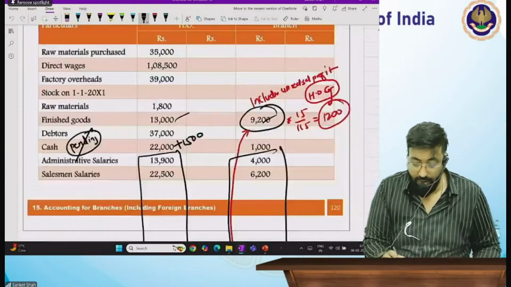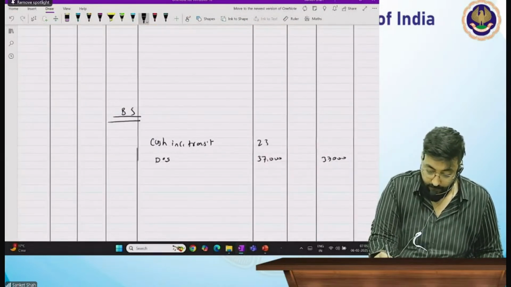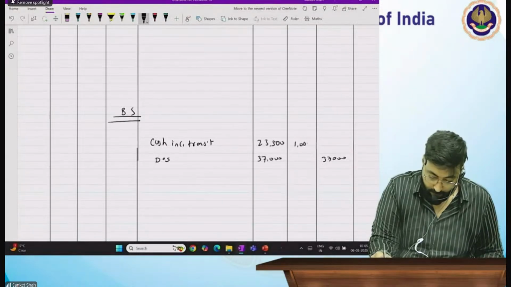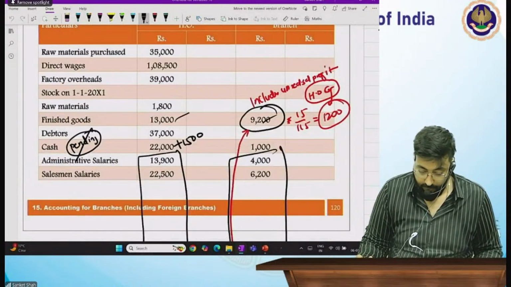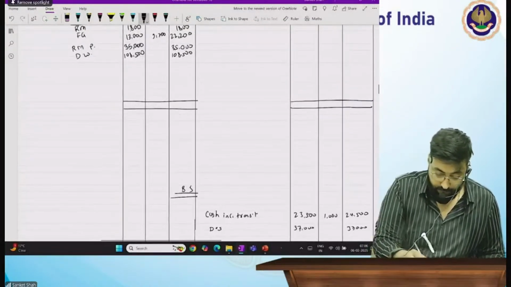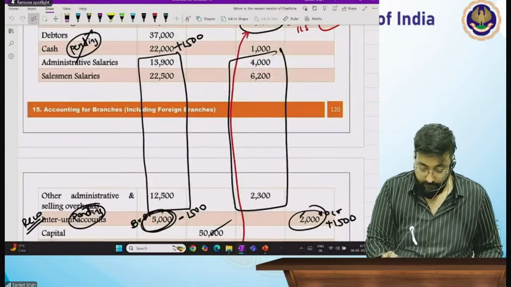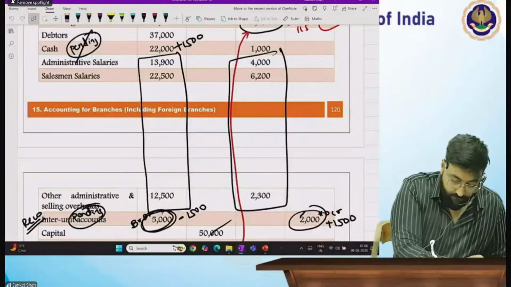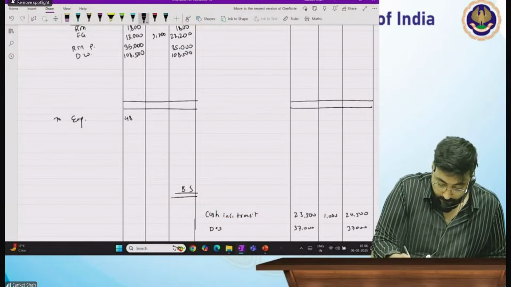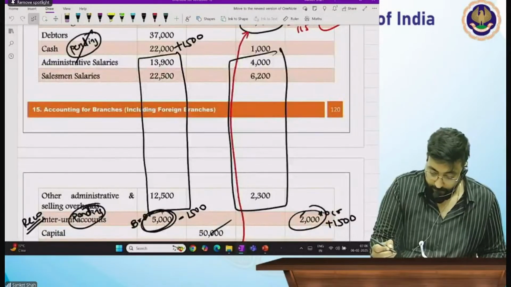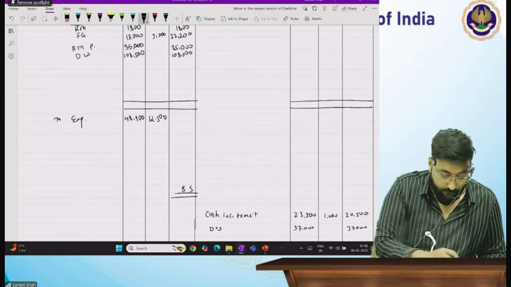Transit. So we know that figure now: 23,500 and 1,000, 24,500. In P&L, administrative salary, take a total: 48,900. And 12,500. Very good.